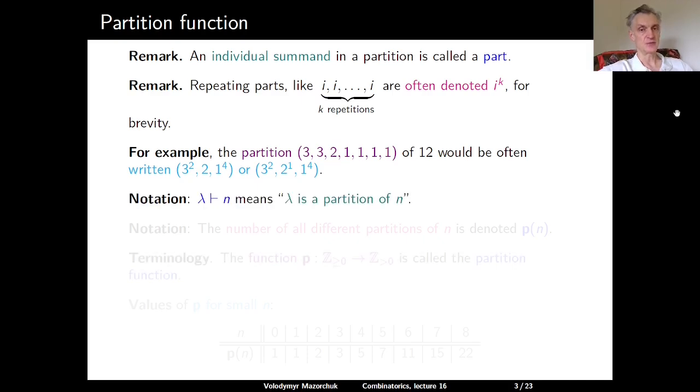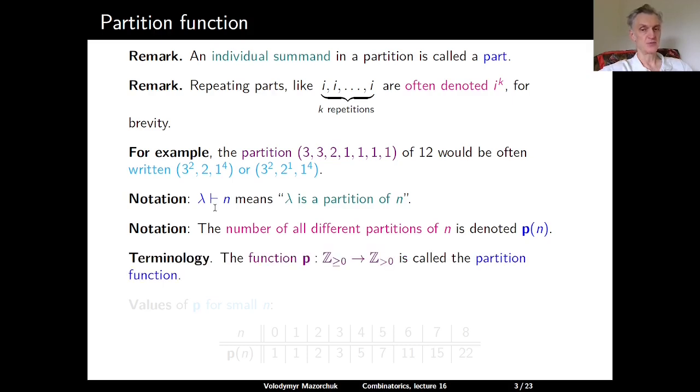Here is a notation. Lambda is a partition of n is denoted by this symbol, and the number of different partitions of n is denoted by p of n, and this function p is called the partition function. That's a function which is defined on all non-negative integers, and it takes values in positive integers. These partitions are sometimes also called integer partitions, so these are partitions of positive integers or non-negative integers.